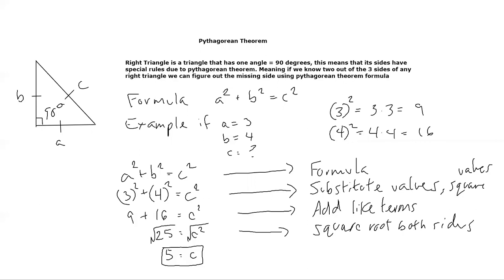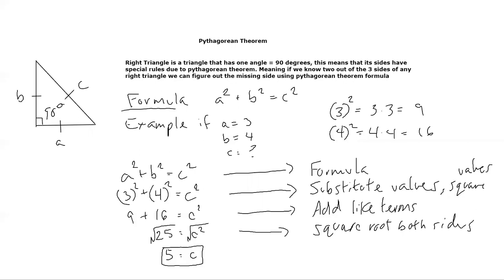Meaning that if we know at least two of the sides, that means if we know at least two of these variables, right? The variables are A, B, and C. If we know A and B, we can figure out what C is. If we know what C and B are, we can figure out what A is. If we know what C and A are, we can use the Pythagorean theorem to figure out what B is, the missing side, right? Okay, so what is the formula?